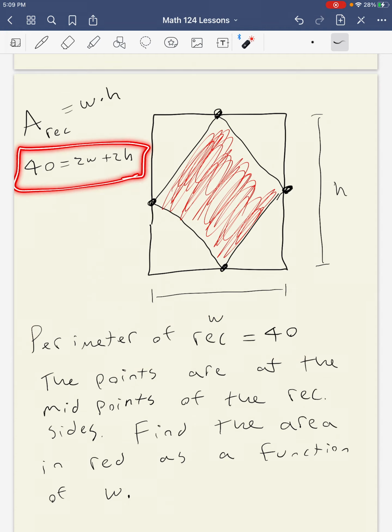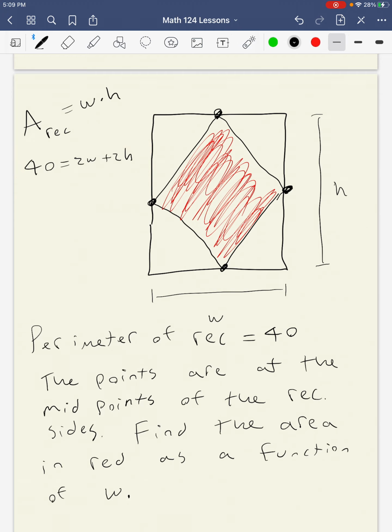Okay, so we could use this fact to have a formula for the height. If we solve this, we have 2h equals 2w minus 40. Divide both sides by 2. Get h is w minus 20.